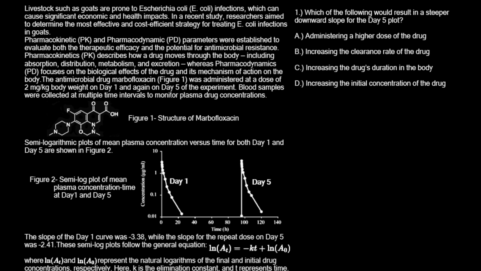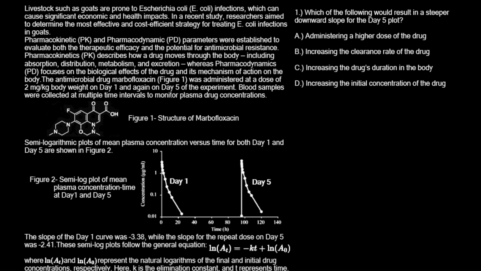The antimicrobial drug marbofloxacin, figure 1, was administered at a dose of 2 mg per kilogram of body weight on day 1 and again on day 5 of the experiment. Blood samples were collected at multiple time intervals to monitor plasma drug concentrations. Here's figure 1. It says the structure of marbofloxacin.